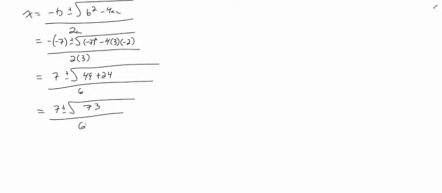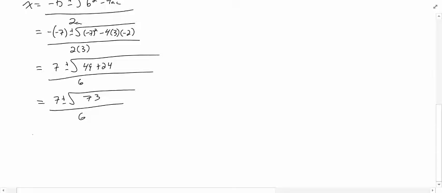At this point, there's not much we can do, at least not without a calculator. The square root of 73 is not a nice number. And rather than write down that crazy messy decimal, let's just type everything in at once. So we're going to have to type it through once using the plus and once using the minus. So 7 plus the square root of 73 in my calculator. Press equals and divide that by 6.